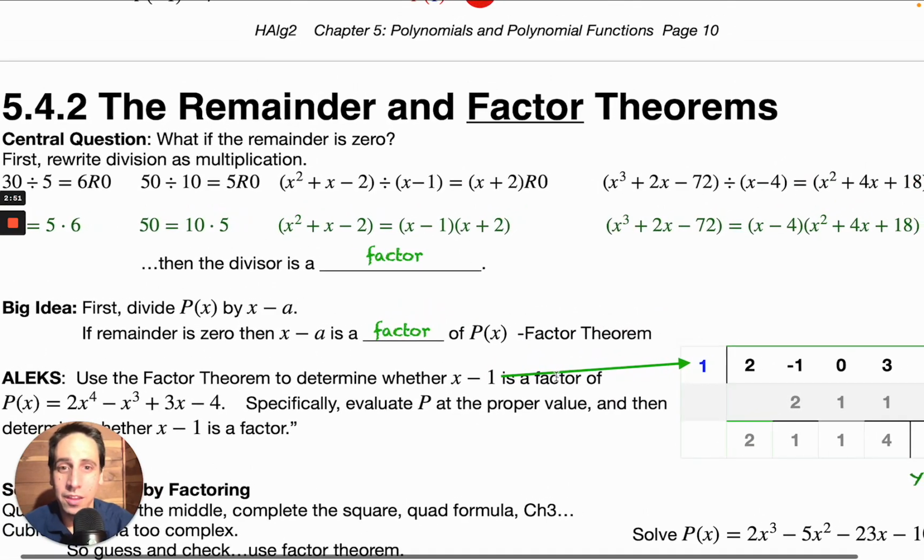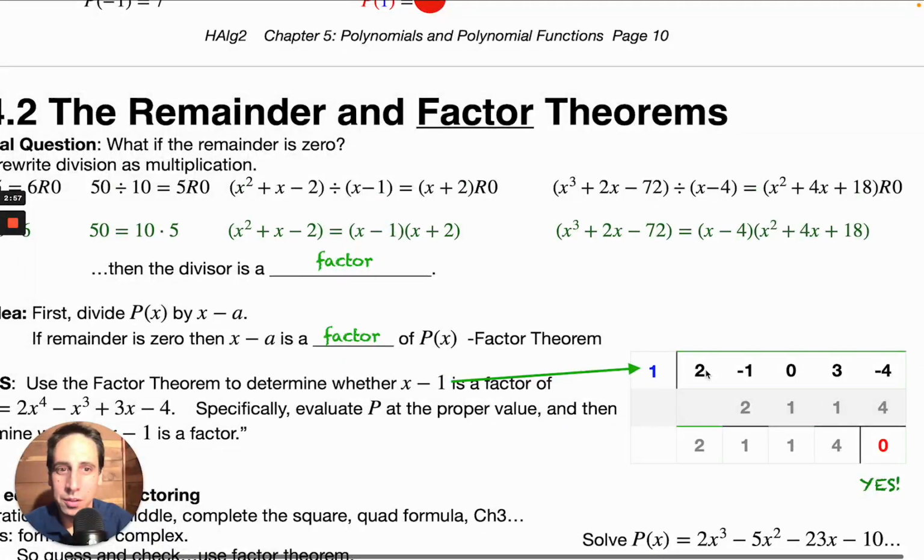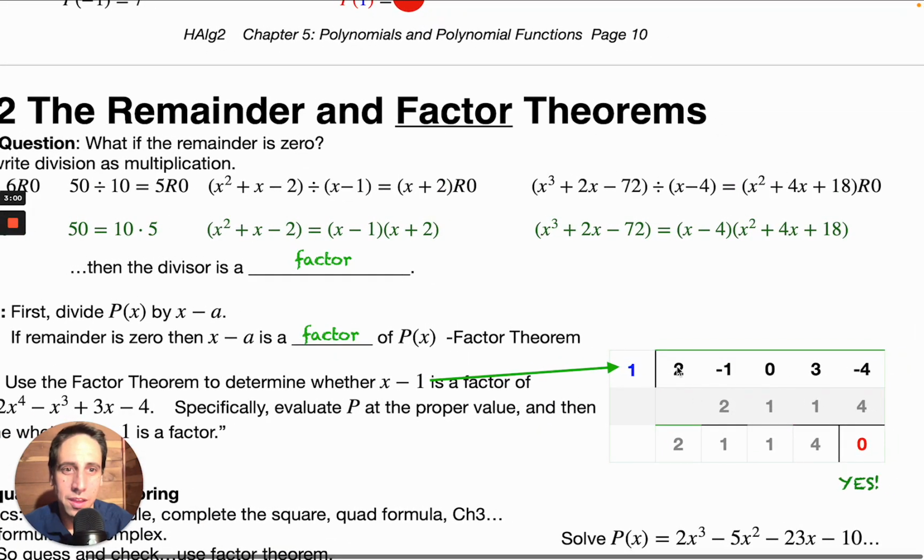So let's take x minus 1, translating this divisor into synthetic division. Yeah, use synthetic division. It's going to be super fast to do it that way. So 2 down to 2, bring down the 2, multiply by 1, you get 2. Add negative 1, you get 1. Multiply by 1, you get 1. Add 0, you get 1. Multiply by 1, you get 1. Add 3, you get 4. Multiply by 1, you get 4. Add negative 4, you get 0.